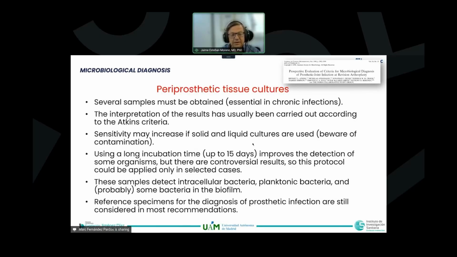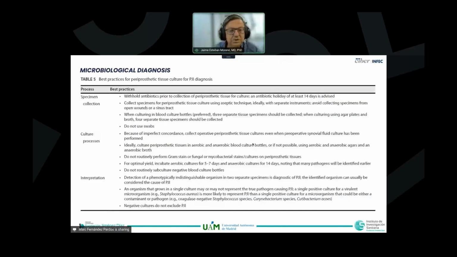We can see in the next slide the recommendations are more or less the same as for synovial fluid. The number of samples to be submitted to the laboratory must be between 3 and 4, depending on whether blood cultures are used or blood cultures cannot be used in the lab.